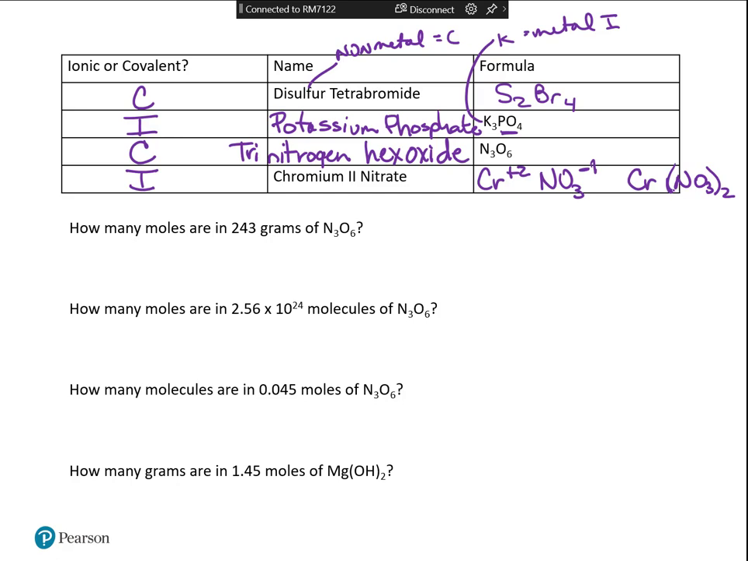If there's more than one because of the swapping, then just put parentheses around the polyatomic and put the number outside. So that 2, which was the charge on the chromium, tells me that I have 2 nitrates and I need to use parentheses. I don't have to use parentheses with single elements, only with polyatomics. Okay? So hopefully that is bringing it back up in your head.